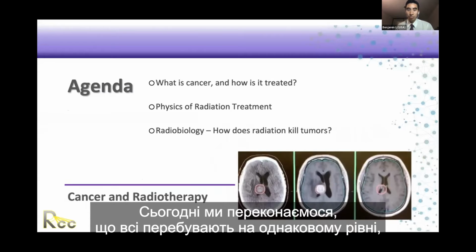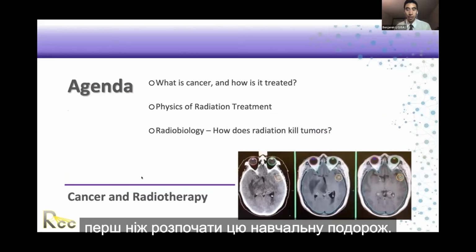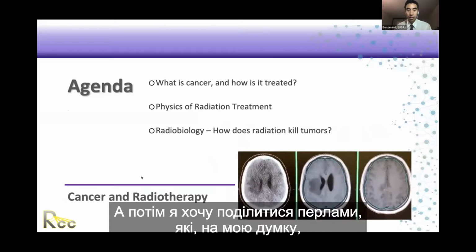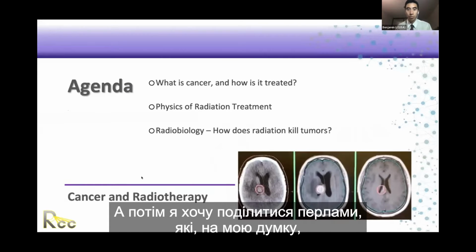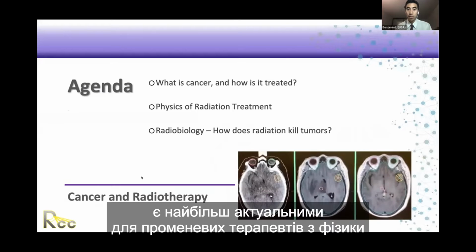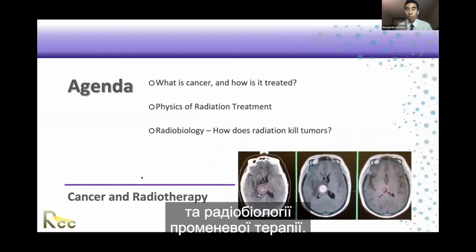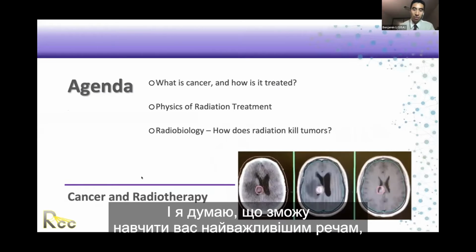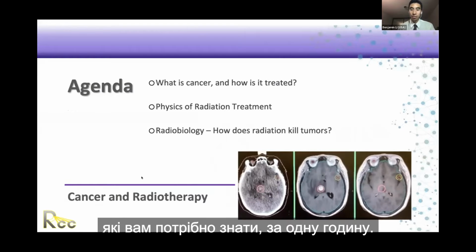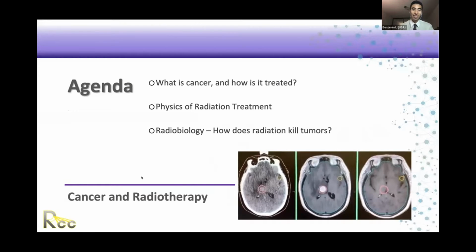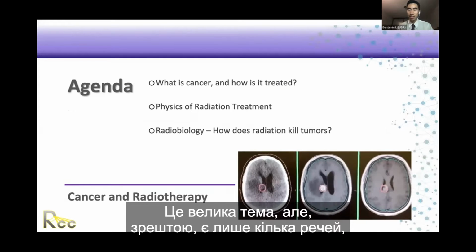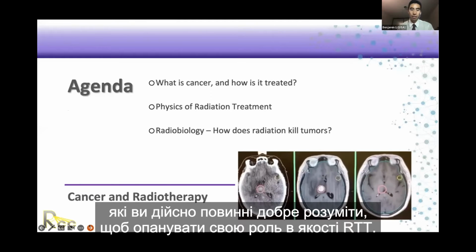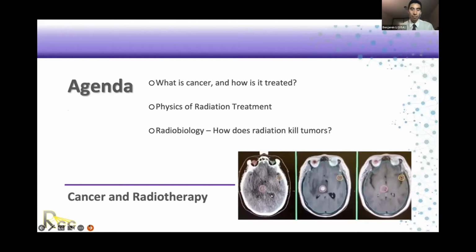Today, we're going to make sure everyone's on the same base before we begin this learning journey. What is cancer? How is it treated? And then I want to share the pearls that I think are most relevant for RTTs for the physics of radiation treatment and the radiobiology of radiation treatment. And I think I can teach you the most important things that you need to know in 1 hour. It's a big topic, but at the end of the day, there's only a few things that you really need to have a good understanding about to master your role as an RTT.